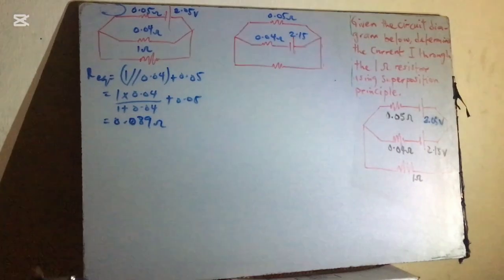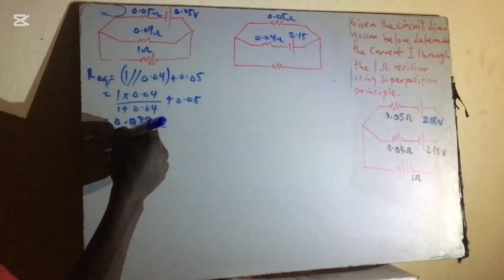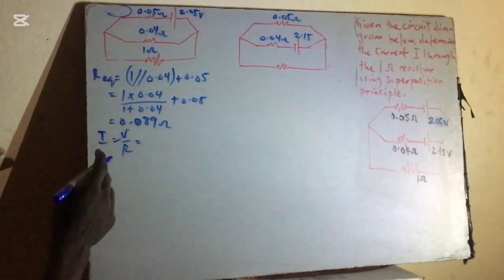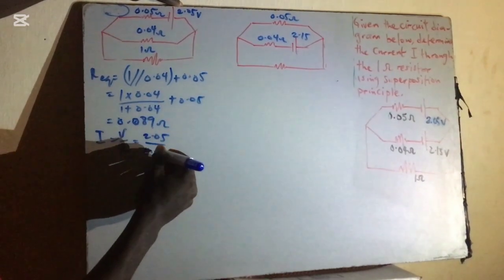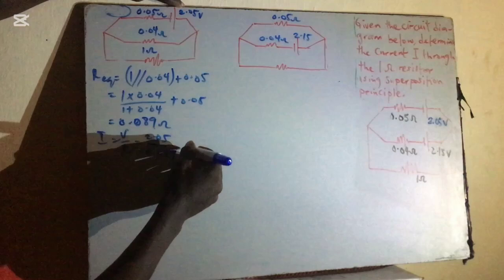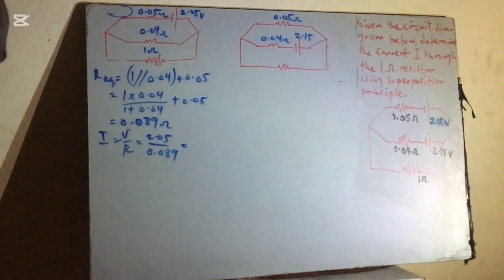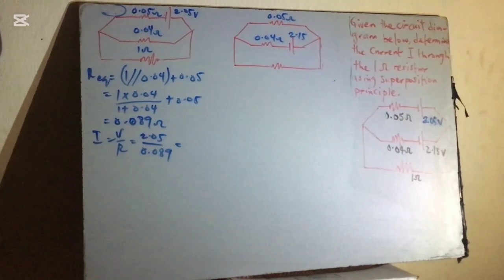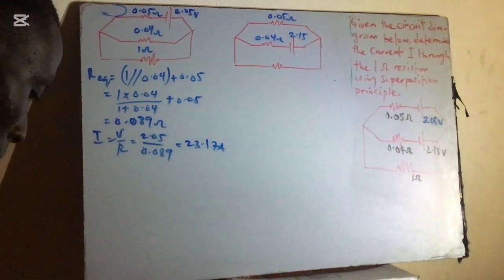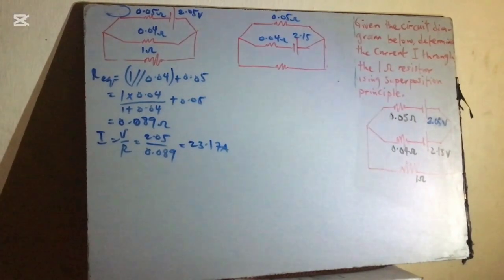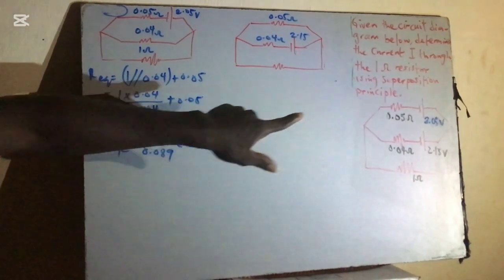0.089 ohms. Now we have the voltage, we have the resistance, we need the current. So if we look for the current, it is V over R. This is our V here, 2.05, then our R is the one we got now, 0.089, that's the equivalent resistance. So when we calculate, we are going to be having 23.17 amperes. That is the current flowing through this place. The question was to find the current through the 1 ohm resistor.